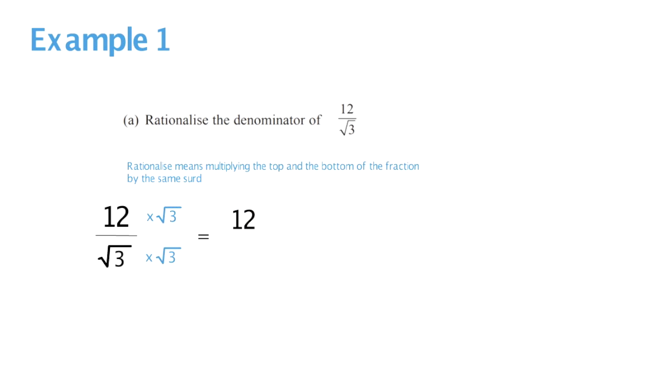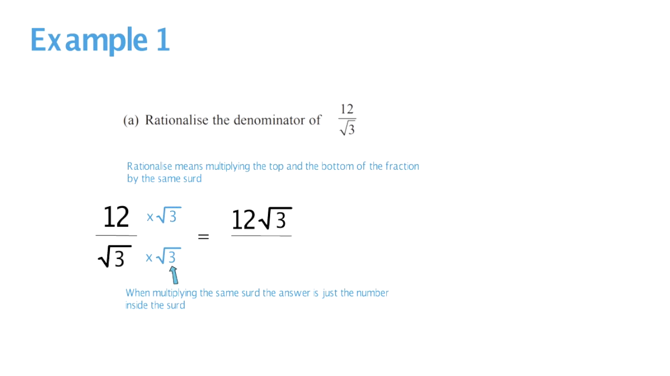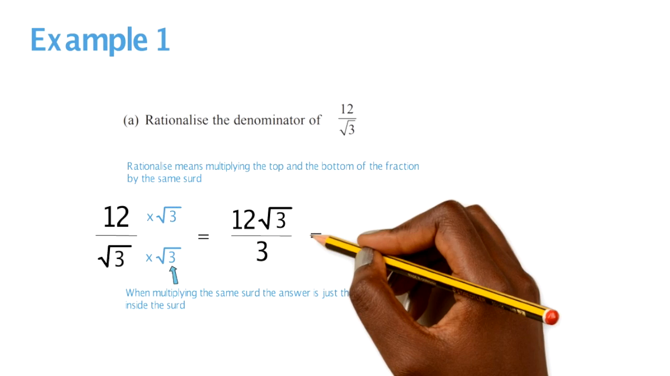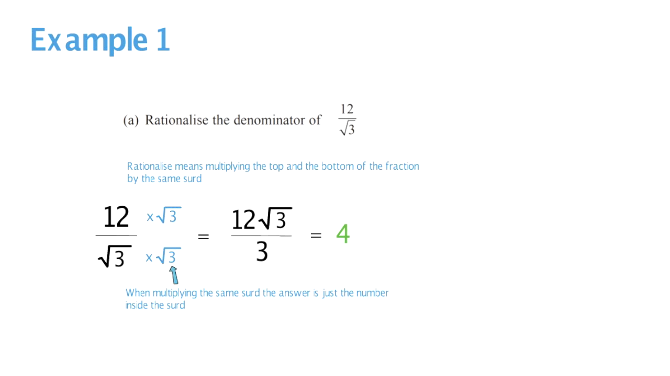So for instance, with the 12 root 3 times root 3, that's just going to be 12 root 3. They would be squashed together like in algebra. And then for the root 3 times root 3, when you're multiplying the same surd, the answer is just the number inside the surd, so that would just be 3. Then you're just going to divide the 12 by the 3, which leaves you with 4. And then the root 3 is not going to change, so your final answer is 4 root 3.